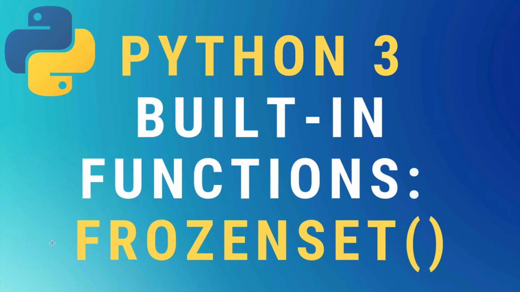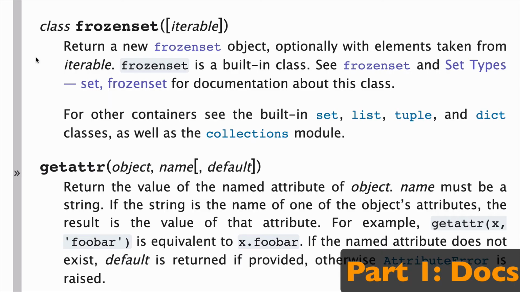Hey, what's up? Today, the frozenset built-in function in Python 3. So let's start with a look at the docs. Frozenset takes an iterable as its only argument, and that argument is optional.